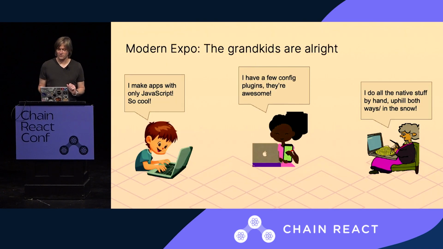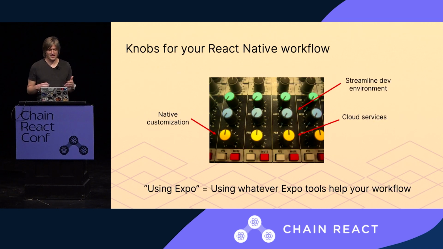Born of this intergenerational struggle was modern Expo, a workflow that lets you work entirely in JavaScript, even while adding native modules outside the Expo SDK, and even lets you customize with surgical precision your native projects with JavaScript-based configuration and plugins. Yet it also has the flexibility to work for traditional React Native projects while you maintain full control over your native code. Today's Expo is a set of knobs for your React Native workflow.